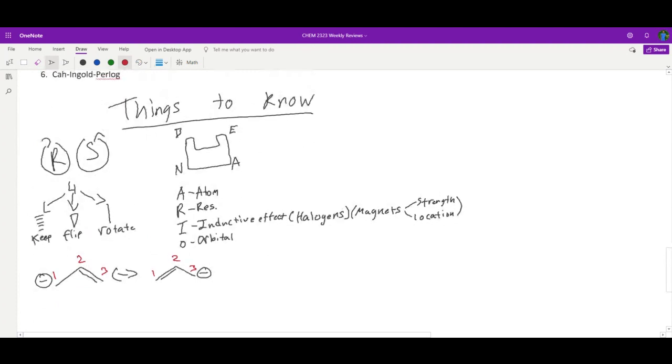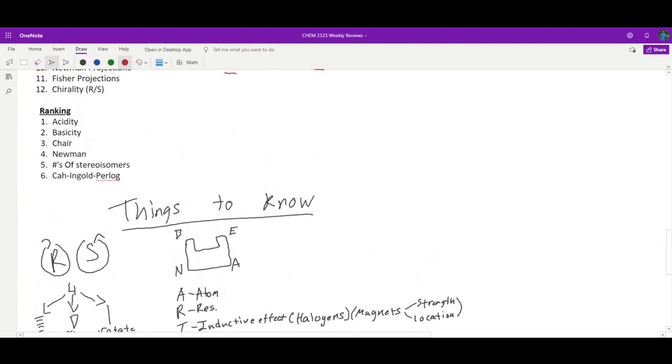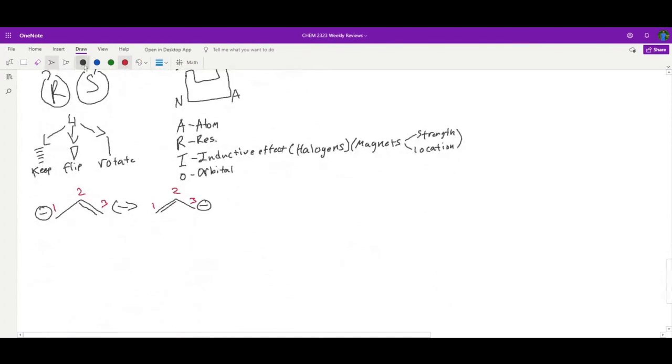Other things, obviously you know your functional groups. I'm not going to write all of them. Let's see. Chairs. Remember how to draw a chair. I always like the lightning bolt style. So remember that these are your equatorial positions, E, E, E, E, E, E. And these are your axial positions.